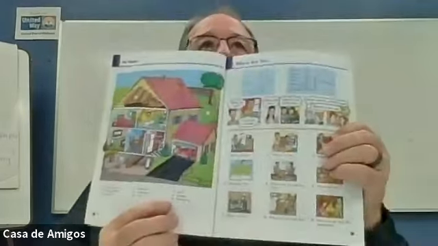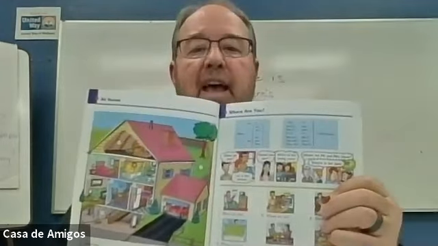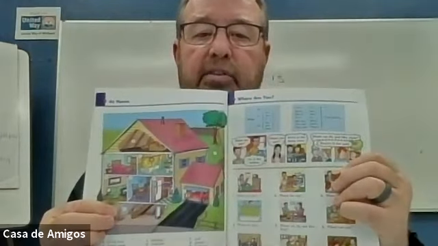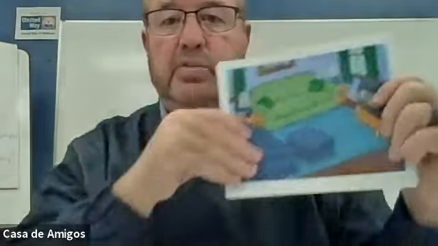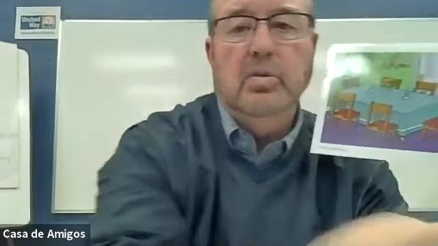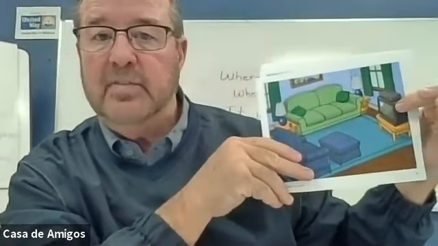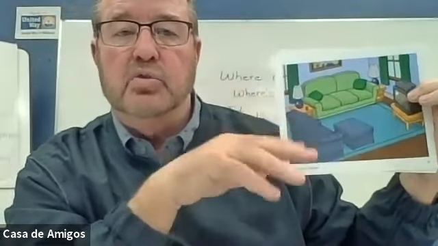Okay, now we're on page 10. We're going to look at things that are in the house. The first one is living room. Usually in the living room is where you watch TV, and you sit and talk.